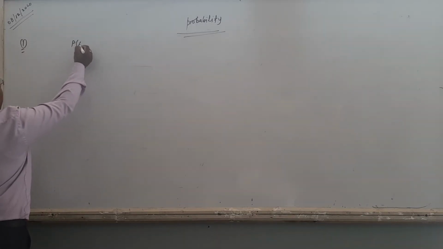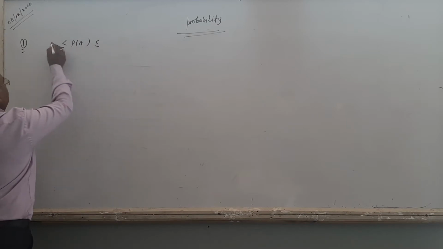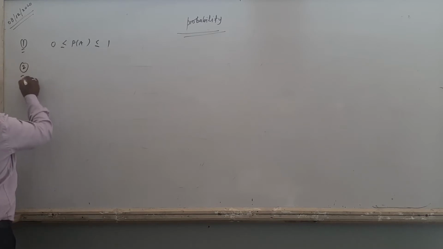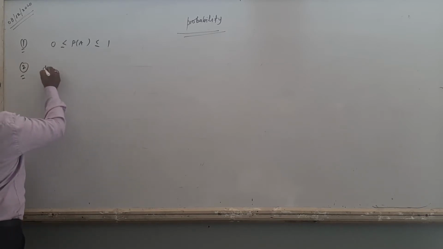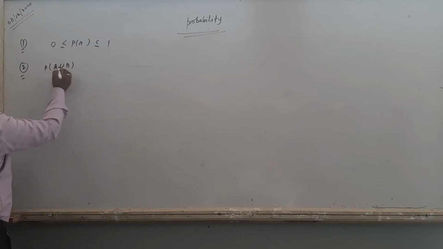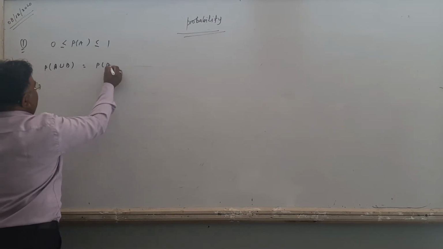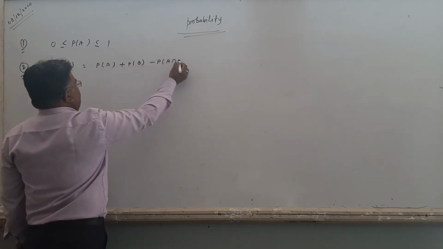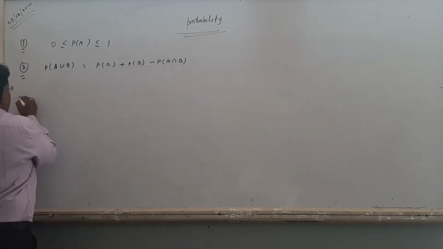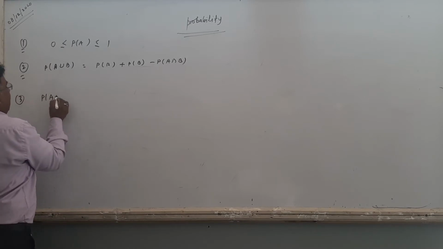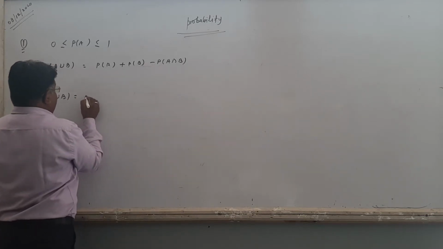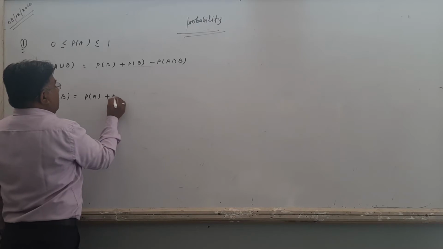Then it lies between 0 to 1, right? 1 is a sure event and 0 is an impossible event. But now the second thing, in probability there is one formula for A union B. You know, student, probability of A union B, that means P of A plus P of B minus P of A intersection B. And the second formula: for P of A union B there are two formulas. One is P of A plus P of B minus P of A intersection B. But the second is P of A plus P of B.